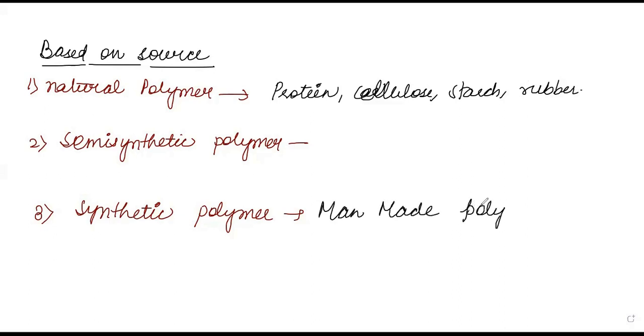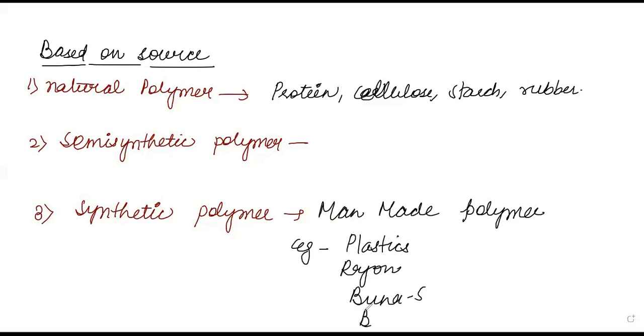And if it is a man-made polymer, can I give you an example? This is plastics. If I say rayon, buna-S, buna-N, nylon 66, many examples are there, bakelite, melamine, okay.